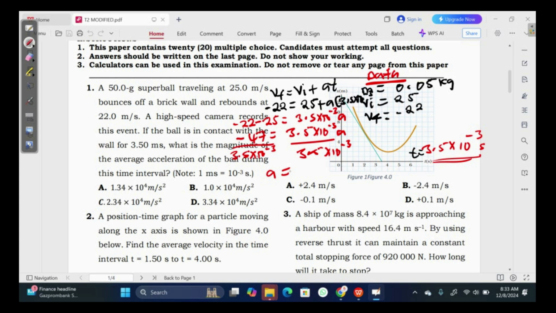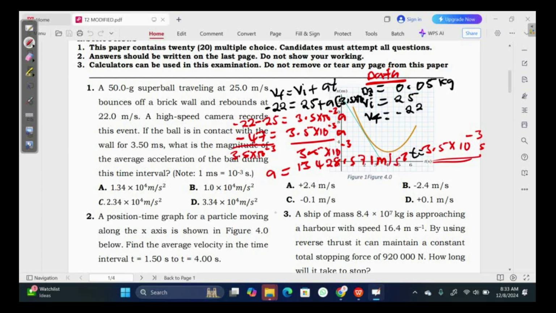Okay? So, what are we getting? I'm getting 13,428.571 meters per second squared.